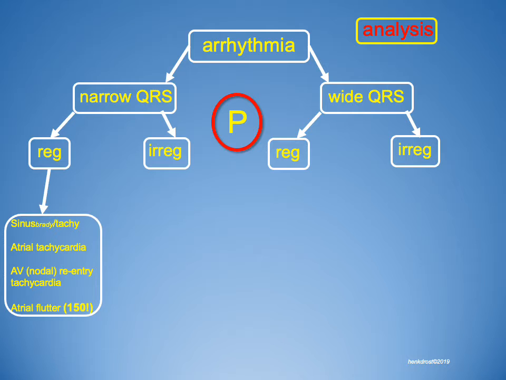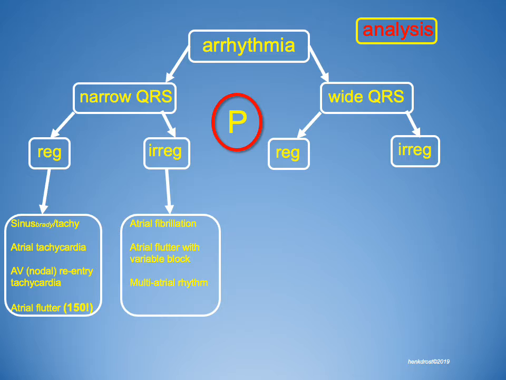The first one is the regular narrow QRS arrhythmia, within it the sinus tachycardia, and also, if you may say so, the sinus bradycardia when you call it a rhythm disturbance, the atrial tachycardia, the AV or AV nodal re-entry tachycardia, and the atrial flutter. Second possibility is the irregular narrow QRS arrhythmia, and here we can see the atrial fibrillation, atrial flutter with variable block, and the multi-atrial rhythm.